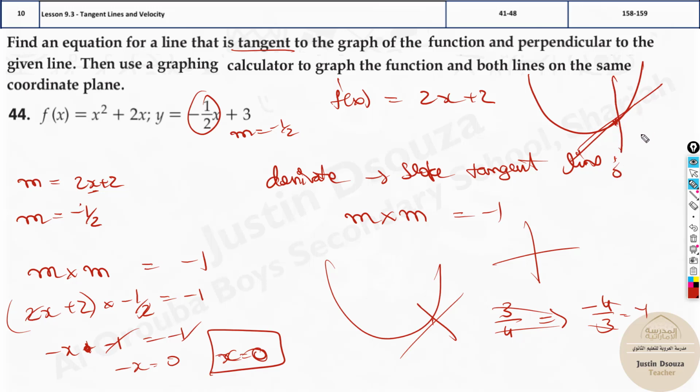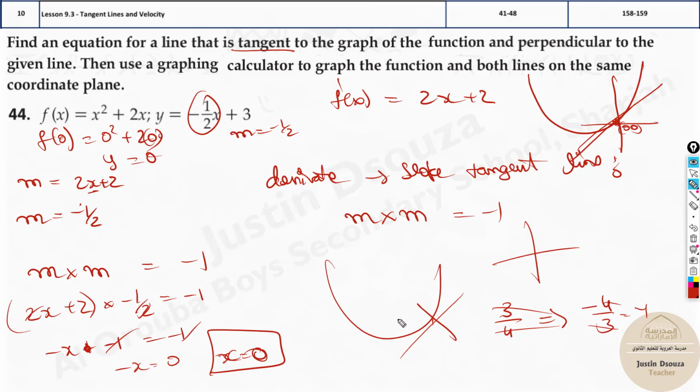Now what is the y coordinate? I have no idea, but I know that the tangent line will touch this function at x and y, and they both intersect at that point. So if I substitute 0 in this equation, I will get the y coordinate. It is 0 itself. The y value is also 0. So at 0, 0, the tangent line is touching this particular equation.